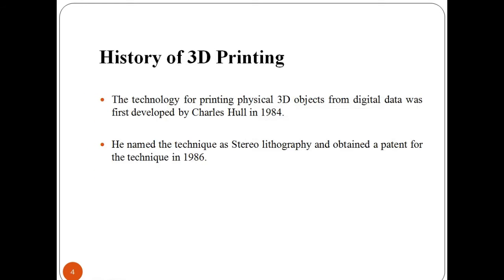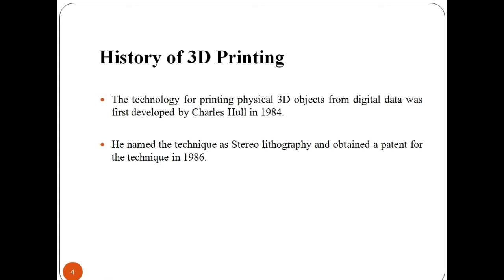Let us have a look at the evolution of 3D printing. As 3D printing technology evolved, it started to be used to manufacture goods. The technology for printing physical 3D objects from digital data was first developed by Charles Hull in 1984. He named the technique stereolithography and obtained a patent for it in 1986.